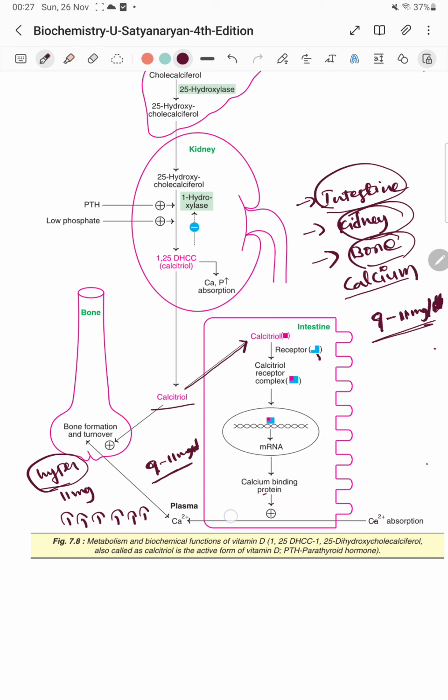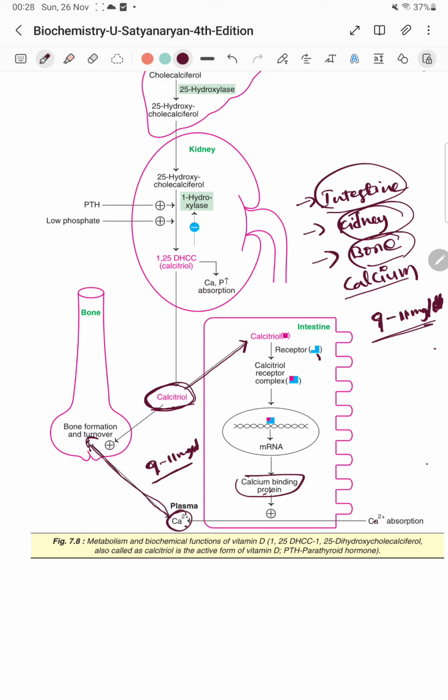whatever calcium is getting absorbed from the diet with the help of this calcium binding protein, this calcium is now going to be stored inside the bone by the action of calcitriol. This calcitriol takes up this plasma calcium, which is coming from the diet, and stores it into the bone in the osteoblast. So this calcium is stored inside the bone. By storing the calcium in the bone, it mineralizes the bone and develops the bone. Calcium reservoir is a bone. So bone is a reservoir of calcium.